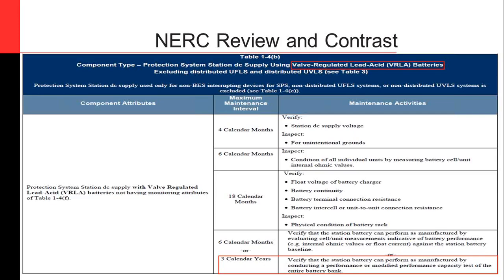Now, the valve-regulated lead acid batteries is table 1-4B, and it's very similar, but you'll notice that there are some more. There's a 4-month category, but there's also a 6-month category, unlike with the vented lead acid. So again, that all goes back to my statement of these tend to be less stable, where they're going to want you to do the cell ohmic values every 6 months, or you're going to do a capacity test every 3 calendar years versus 6 for the vented lead acid.